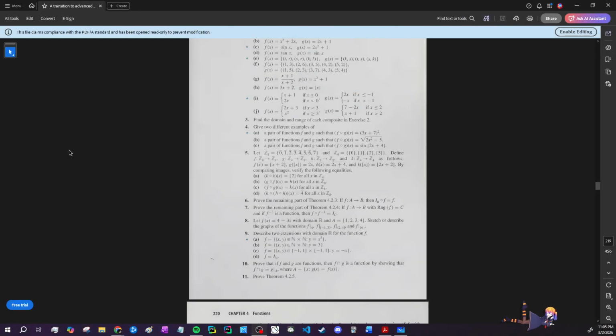I guess right now, let's see. Looking at here, I am planning on doing 4A if possible. Let's see if we can solve this. Give 2 different examples of a pair of functions f and g such that f of g is 3 times 7 squared. Okay, so give a pair of functions f and g such that this is true. Got it.